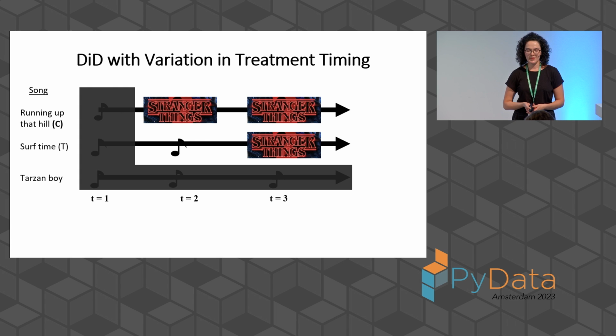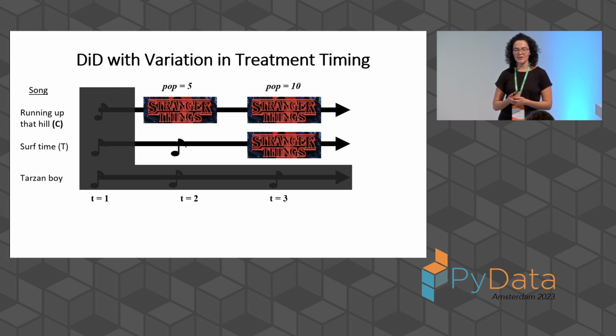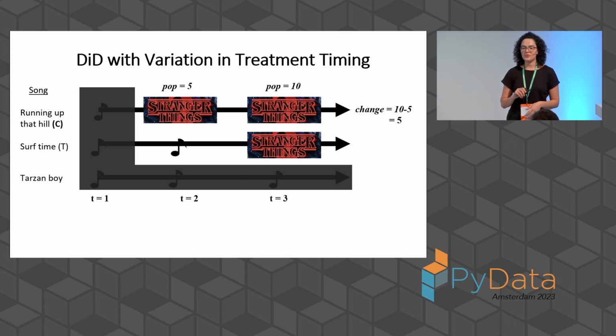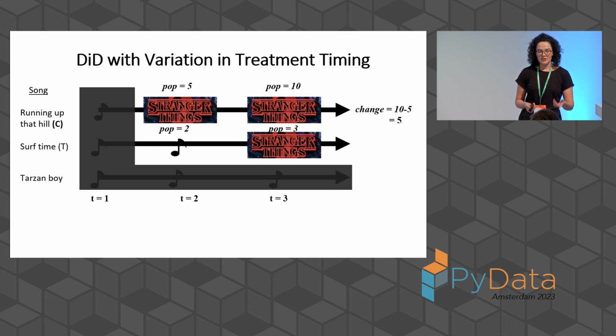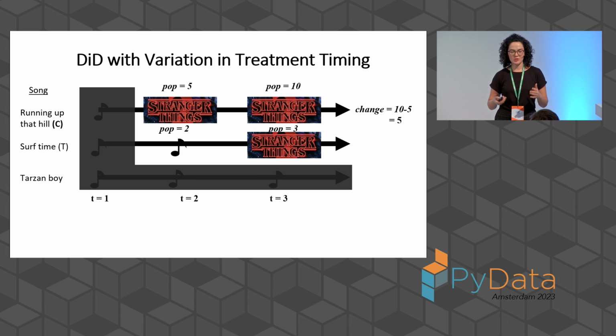I will show you how. So let's say Running Up That Hill got some initial boost from the sync. But later, things picked up. So the popularity went from 5 to 10 in the second period of exposure to treatment. So the difference I would calculate from this is 5. And the 5 is the change for the control in this situation. And in this second case, Surf Time, the actual treatment, playing a song here, the popularity increase was not as strong for this song. So there's some heterogeneity. So there are differences between groups. And the popularity went from 2 to 3, so the difference is 1.